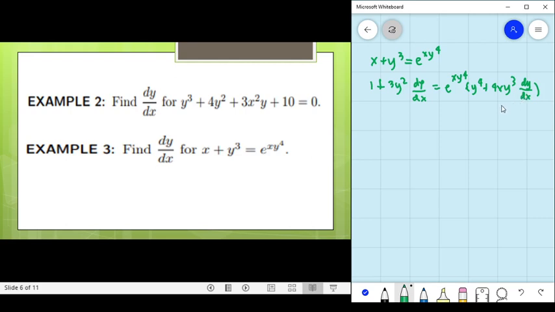we need to transpose or simplify the right side, so it should be 1 plus 3y squared dy over dx equals e to the xy to the fourth times y to the fourth plus 4xy cubed dy over dx times e to the xy to the fourth. Okay? Then we combine the dy over dx terms on one side.